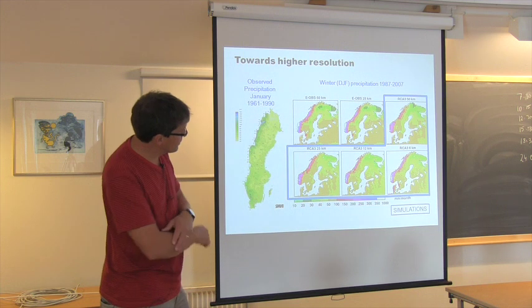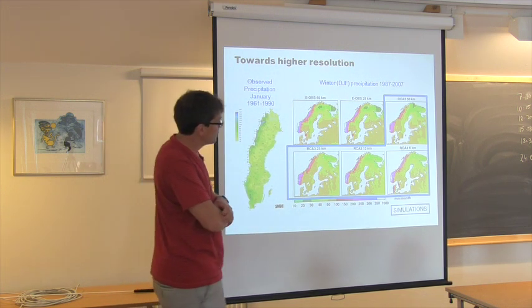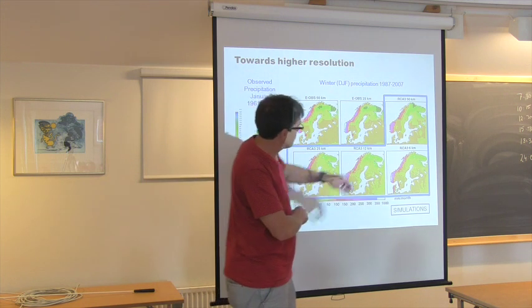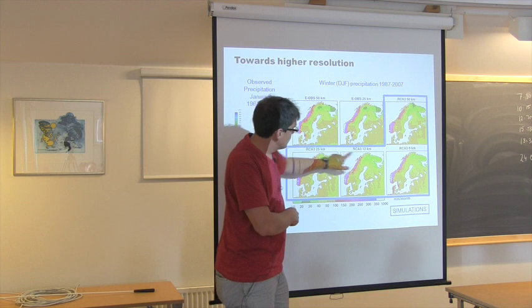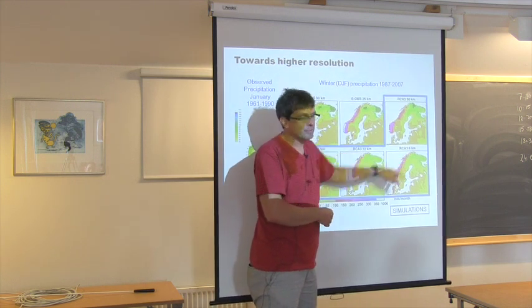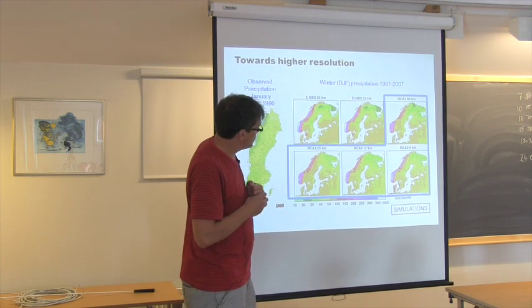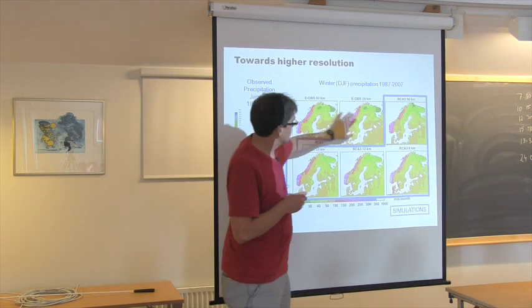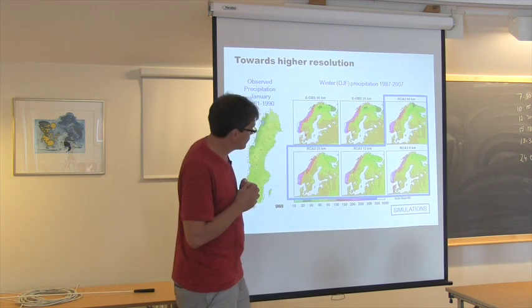We did some experiments at SMHI where we ran our previous version of our regional climate models at 50, 25, 12, and even down to 6 kilometer grid spacing. And it's not so easy with observations. This is one data set, which only exists down to 25 kilometers. These are gridded observations.